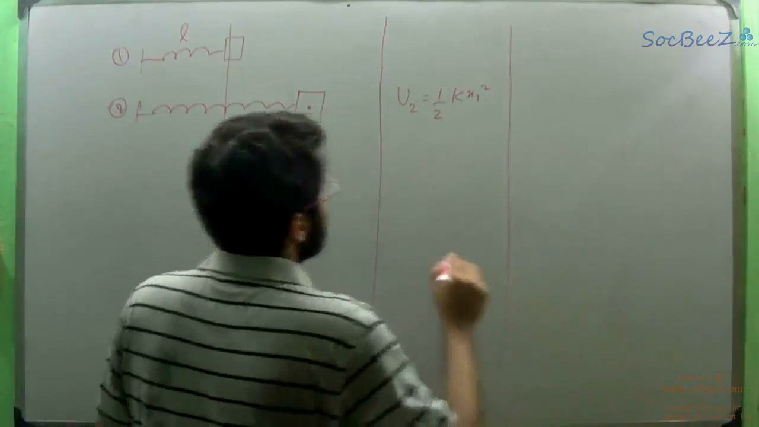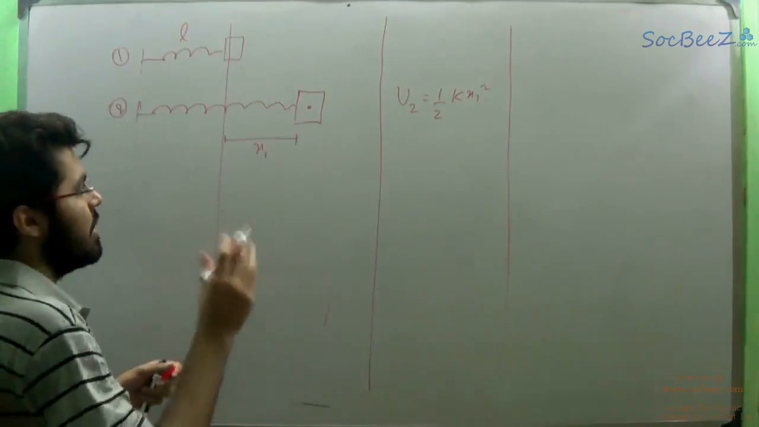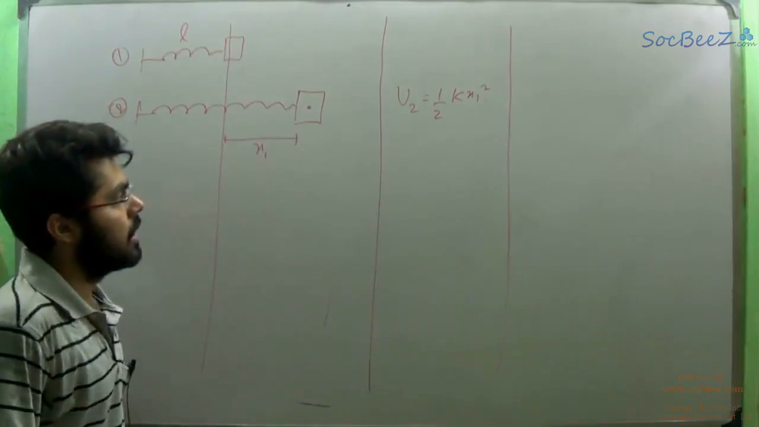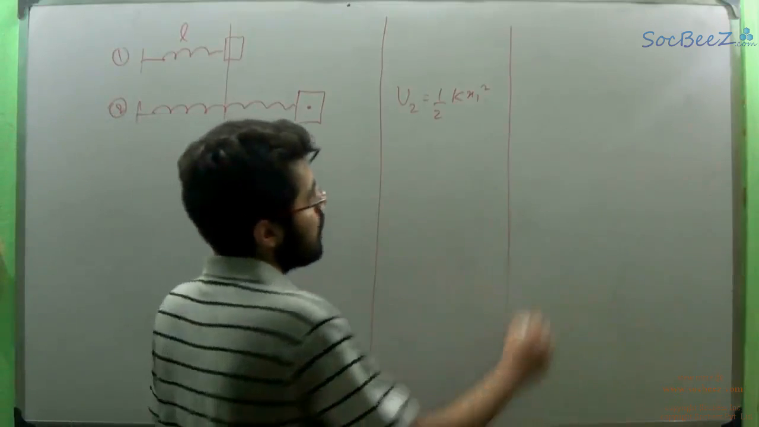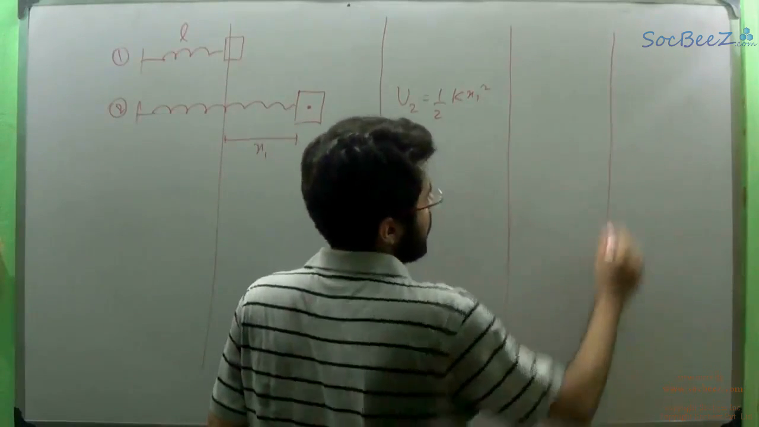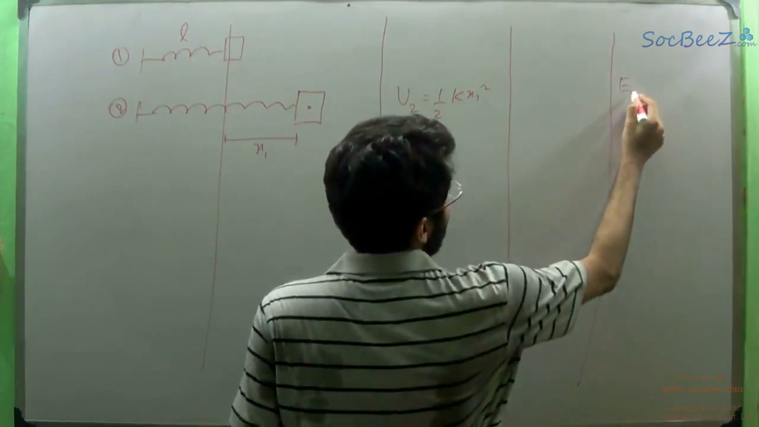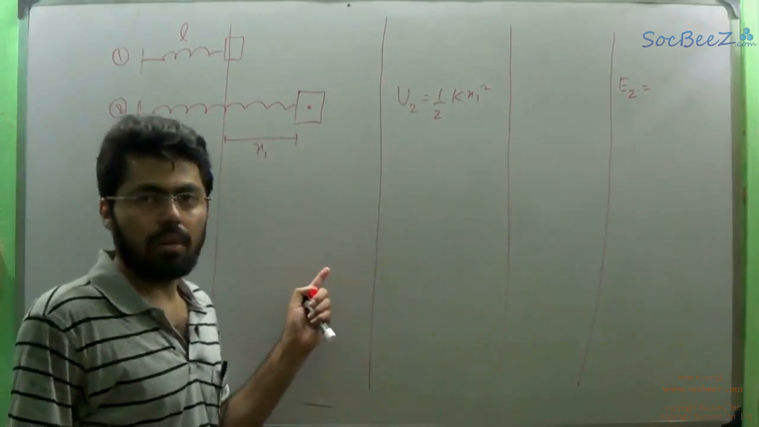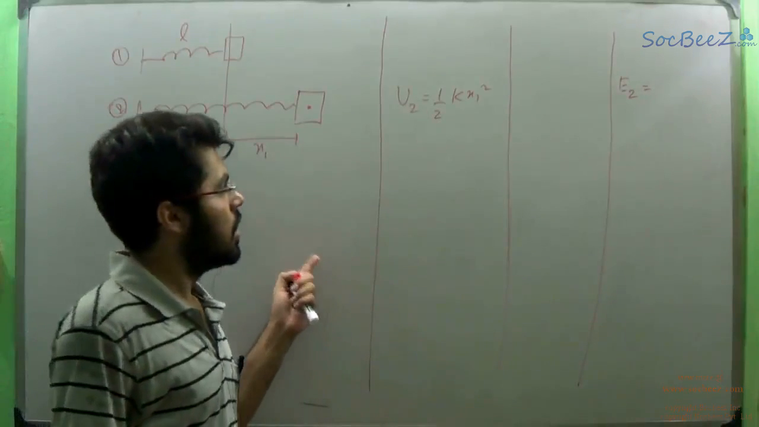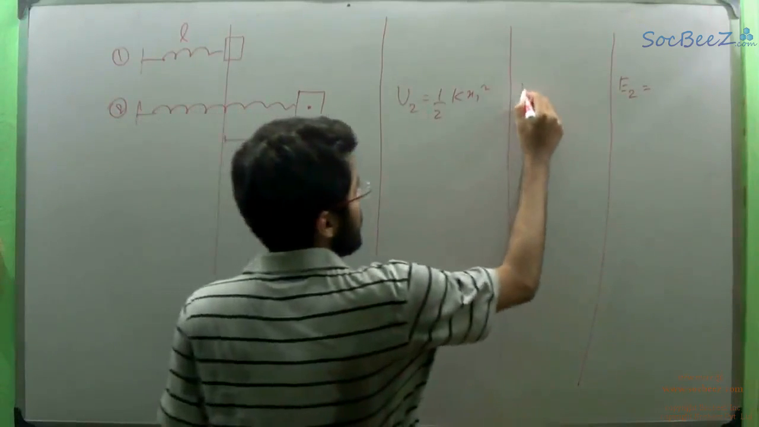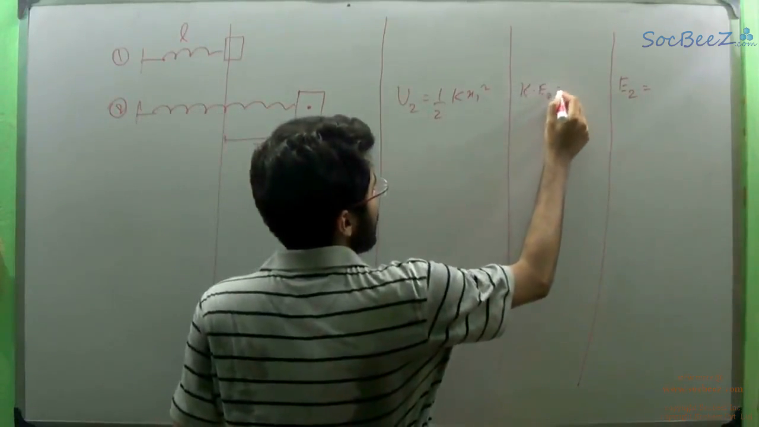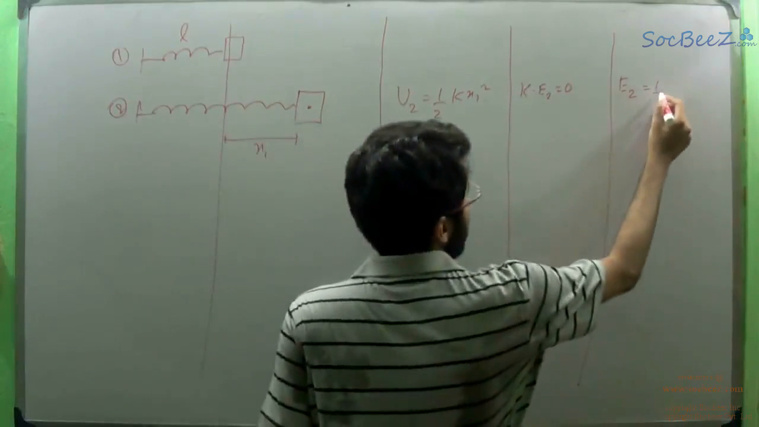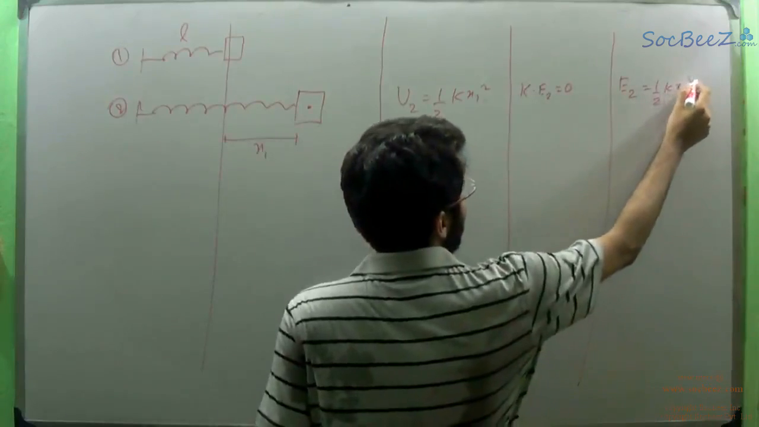So if you just leave it at that point, then what will you call the total mechanical energy to be? E2. If you just leave it at that point, then what is the velocity at that point? It's just 0. So velocity is 0, it means kinetic energy is 0. So energy is just half K x1 square.